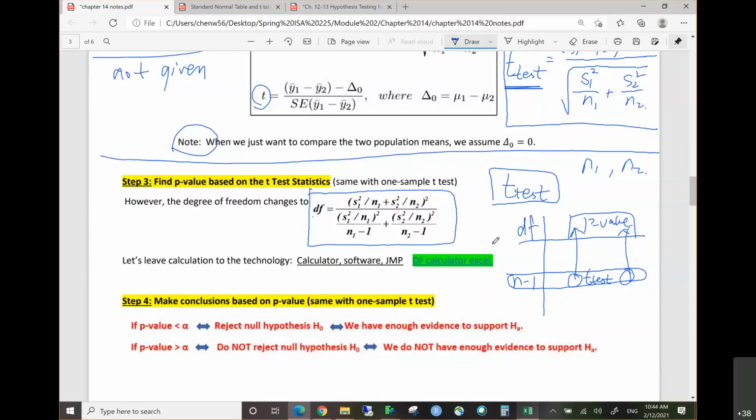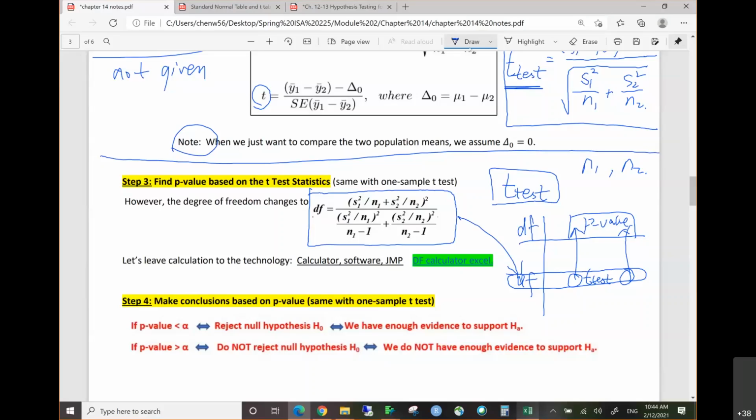Then everything just changes back, right? So once you calculate your degree of freedom from this formula, you just go to the t-table, find your t-test statistics between two values, go up to find the range of the p-value. This is the only difference when you find the p-values, right?